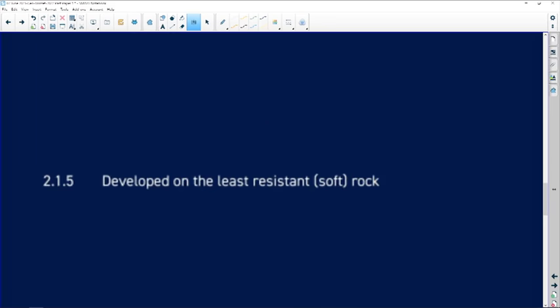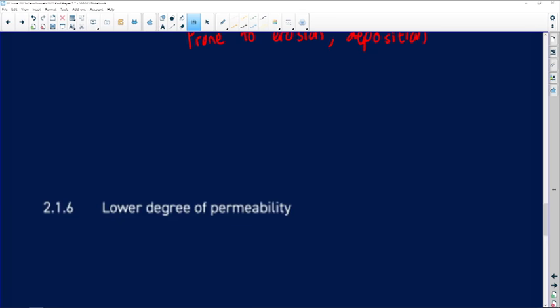Now, if you look at question 2.1.5, developed on less resistant type of rock, that's A. Why? Because less resistant type of rock is more prone to erosion. So we experience more deposition. So that will be drainage basin A.